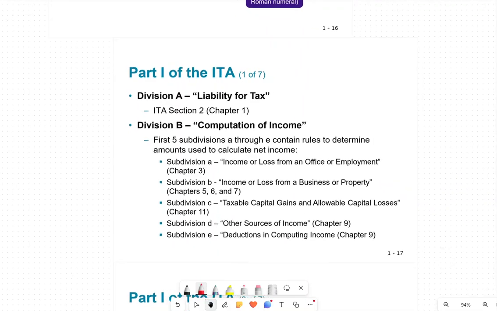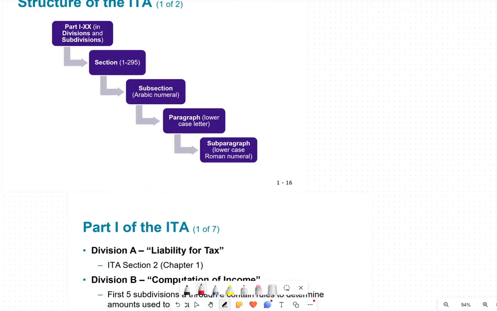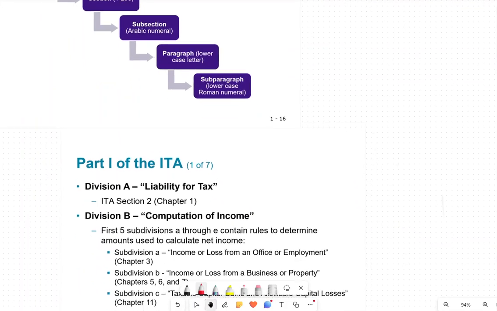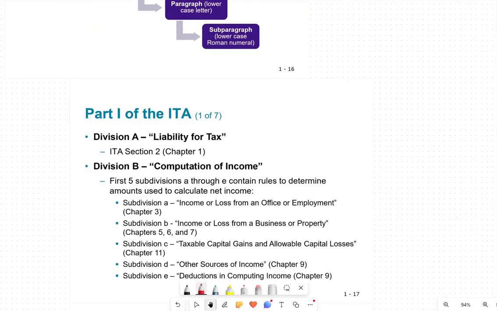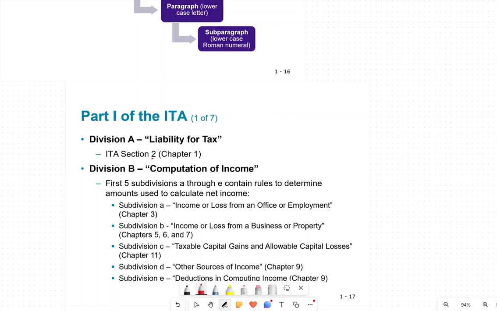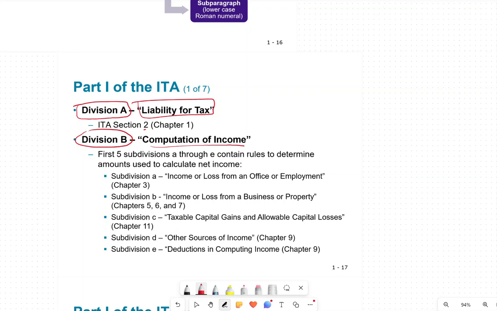Now, my first tax is your Part 1 tax, which is calculated in chapter 1. We call it division E. It's the liability for tax, so your tax payable. We also call it Division A. Division B is the computation of your income. How do we compute our income? We have income from different sources. In chapter, there are 5 subdivisions: 1, 2, 3, 4, and 5. My first subdivision is subdivision A.